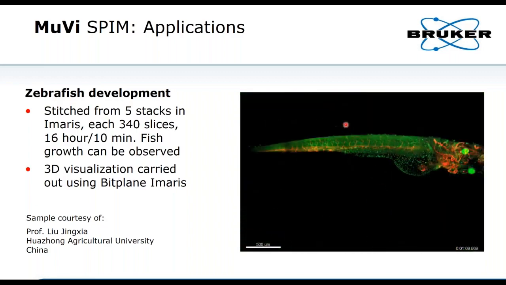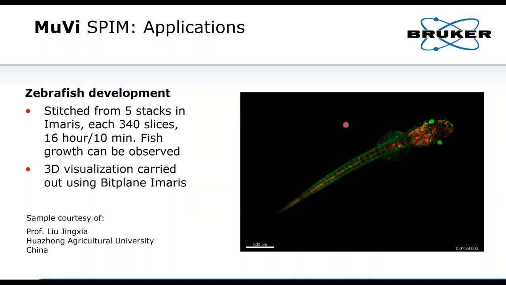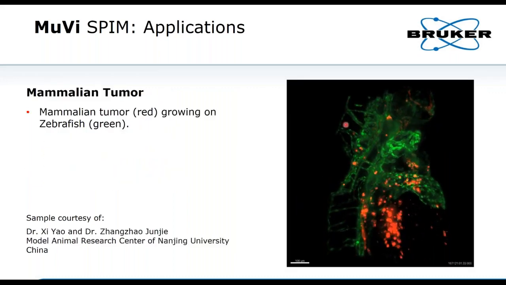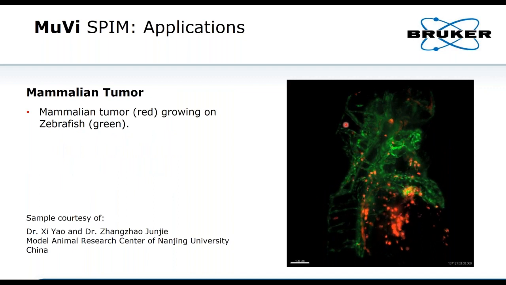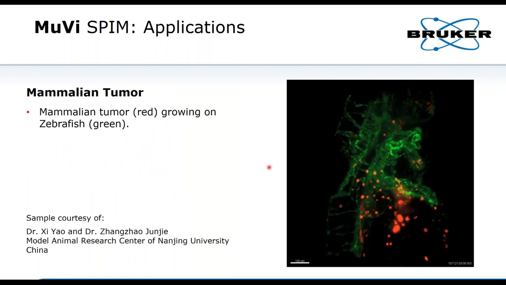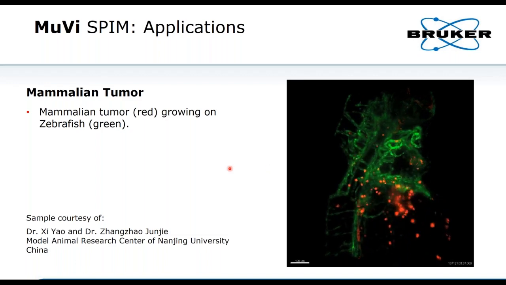This is basically the same object imaged in a high-res, high-speed mode and then in an overview mode to image the whole object. That's another example of a mammalian tumor growing on a zebrafish, which is also a 3D acquisition from one of our customers in China.